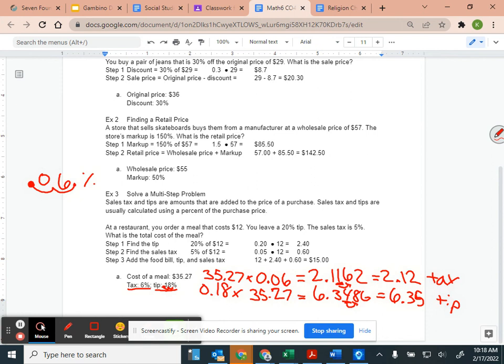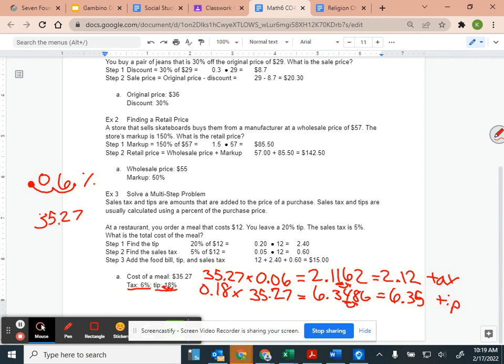Okay, friends, let's finish up. We want to find the total cost of our meal. Well, it costs $35.27. Is that my total cost? No, because $35.27 is the price on the menu. I have to factor in my tax and my tip. So how do I factor in the tax and the tip? If I know my meal is $35.27, that's what the menu says, what do I do, Landon? I have to add them all up.